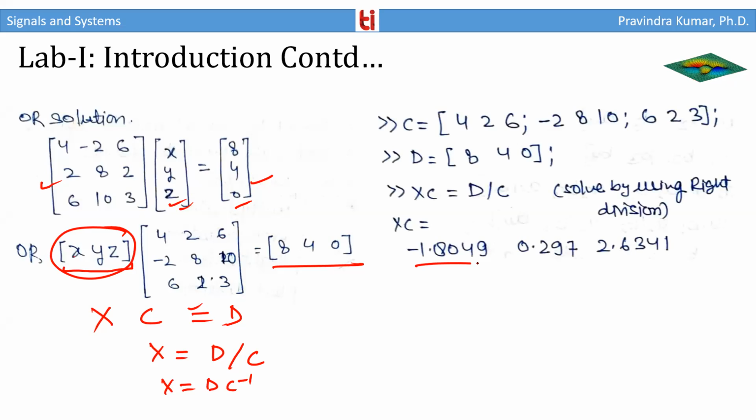The answer will be the same, but this time the answer will be in the row form. Previously the answer was minus 1.80, 0.297, and 2.63. But this time the answer is in a row vector. So this is nothing but whether you want the answer in row or in column. So this is not a big deal. This is a simple change.